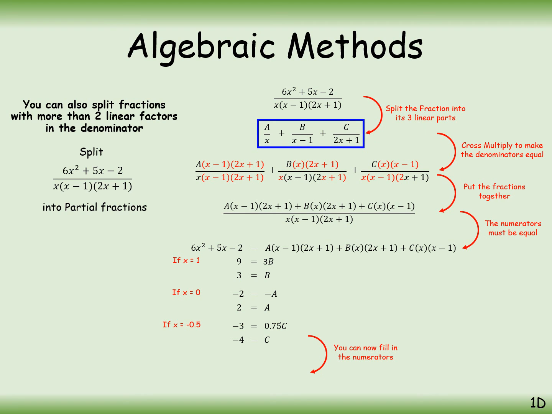So now we have a, b, and c. We could just substitute it back in here and say this fraction can be written as 2 over x plus 3 over x minus 1 minus, because c was negative, minus 4 over 2x plus 1.